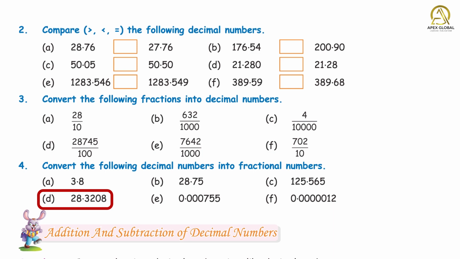D. 28.3208, 283208 upon 10,000. E. 0.000755, 755 upon 10,00,000. F. 0.000012, 12 upon 10 lakh.